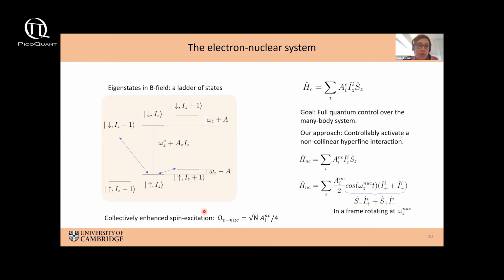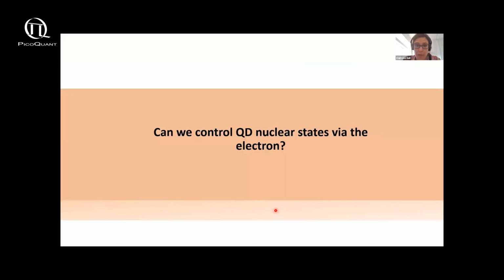So, to conclude about these nuclear spin flips, of course, because we're dealing with an ensemble, we have a spin flip which is intrinsically distributed across all nuclear spins, and we have a collective enhancement when we're triggering these and imprinting those spin excitations. We have a collective enhancement of √N times the single nuclear spin non-collinear hyperfine coupling constant. So can we control quantum dot nuclear states via the electron?